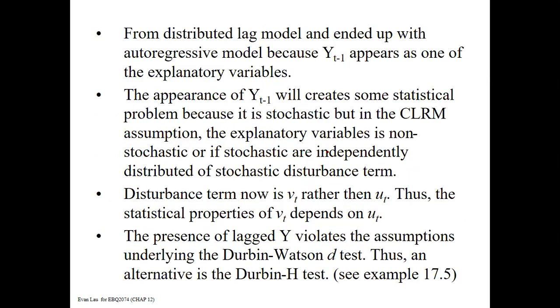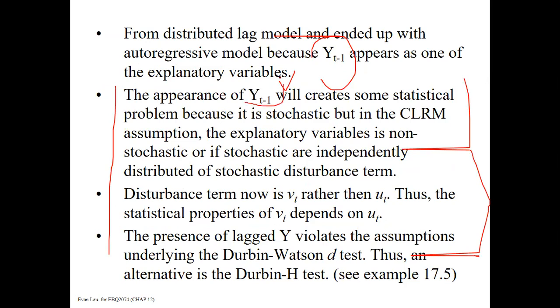So from the distributed lag model we ended up with an autoregressive model, because yt-1 appeared as one of the explanatory variables. This appearance of yt-1 will create some statistical problems. Certainly the presence of a lagged dependent variable violates the assumption of the Durbin-Watson test. So you should use the Durbin-h or the Breusch-Godfrey test if you have this type of variable inside your regression.